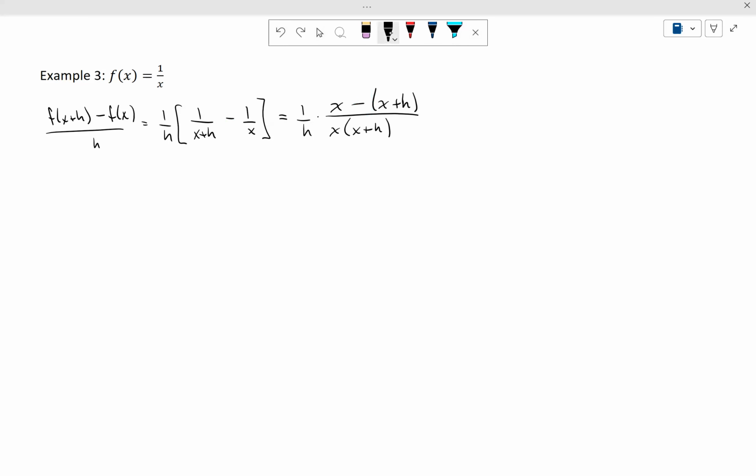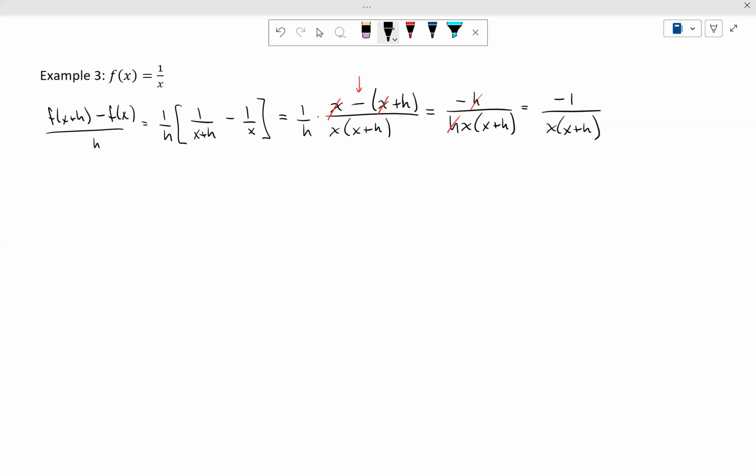So now in the top, we see these x's reduce out nicely. Now this is the part where, in the numerator, you have to be careful. There's this negative sitting out in front of the bracket. So the top is a negative h now, over h times x times x plus h. These h's reduce out. And remember, in the numerator, now we have a negative 1 over x times x plus h.